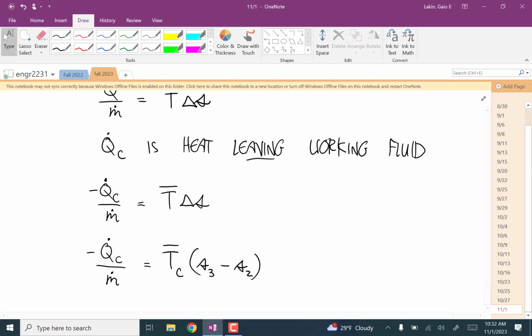Temperature change is generally linear, so it's just the inlet temperature plus the outlet temperature over 2. I don't think there's any reason to assume that. You'd have to do the integral average.